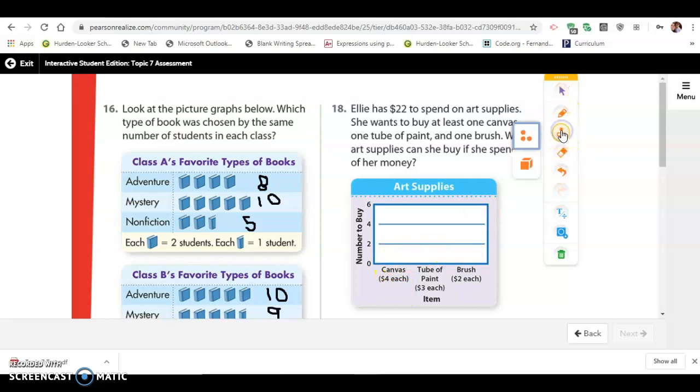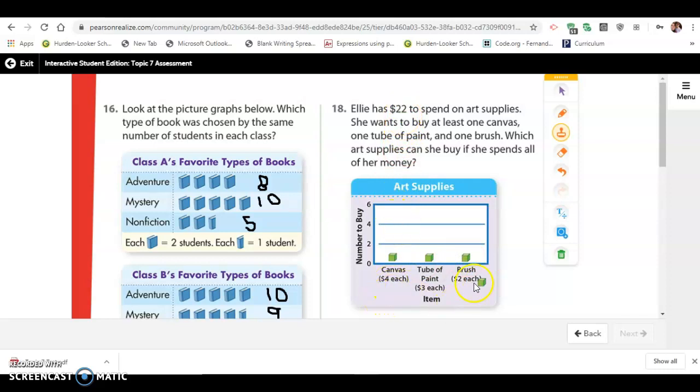I'm going to use this, maybe the cube, because if you do and you stack them, yeah, that works. So if she wants to buy one canvas, it shows it here, one canvas, one tube of paint, one brush. So she has $22.